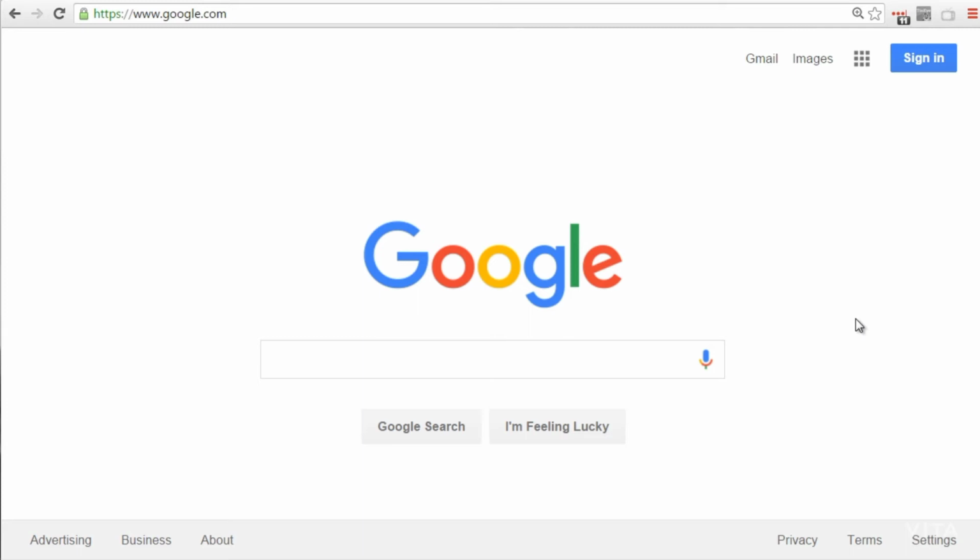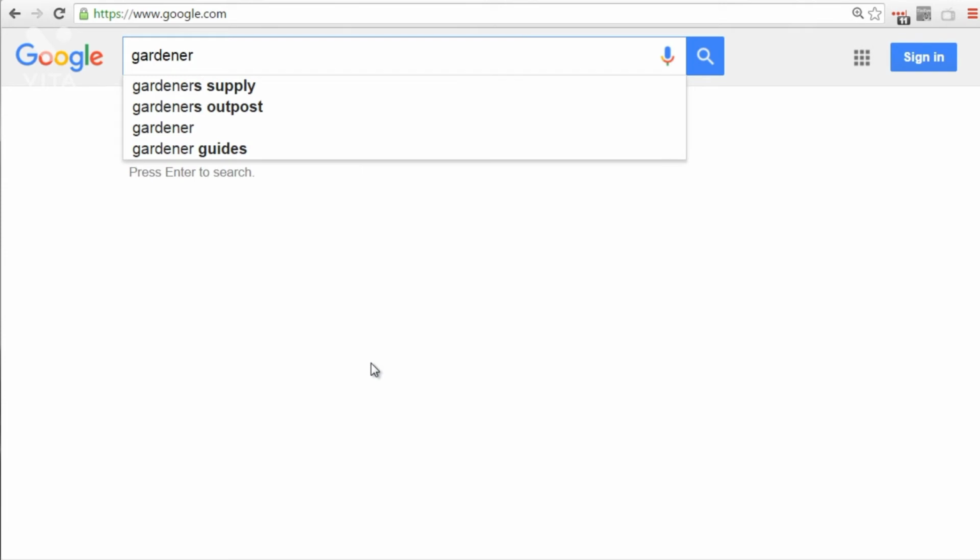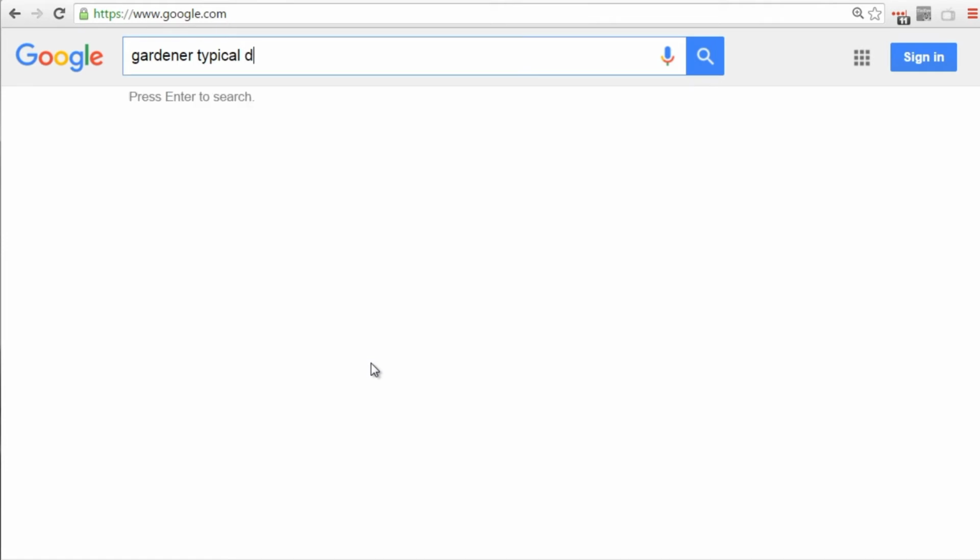One of the best ways of doing this is to really get yourself in the person's shoes. Like I said earlier, this is actually harder than it sounds. The best way of doing this is by going to Google and typing out something like this. With gardening, the noun is gardener, so the type of person described in this niche is a gardener, right? So I'm going to type that in, gardener, and then the two words, typical day.